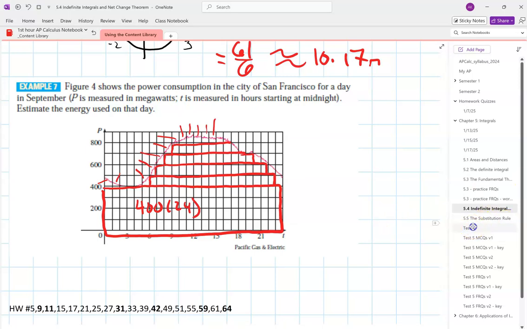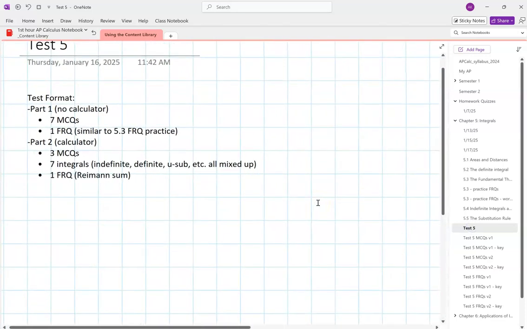I want to point out I have the test 5 format and outline, at least tentatively right now. Part 1 has 7 multiple choice questions and 1 free response, similar to those 5.3 practice FRQs I gave you. Part 3 is the calculator section. I have 3 multiple choice and 7 integral problems: definite, indefinite, absolute value, piecewise, and u-sub we haven't talked about yet, all mixed together, like do the integral of this. And then 1 FRQ that's kind of Riemann sum style.